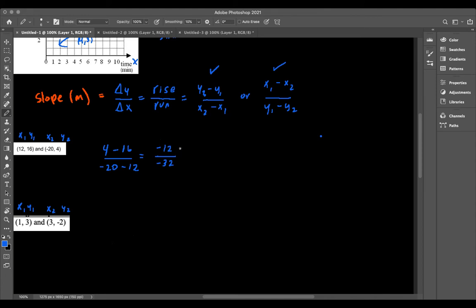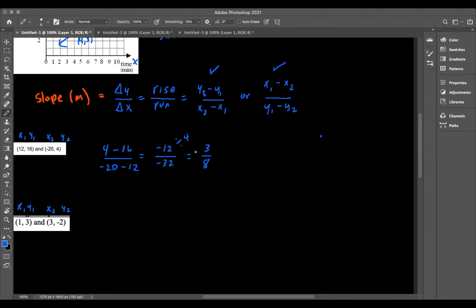Now, I probably wouldn't leave it as this fraction. I would reduce it. So the greatest common factor between 12 and 32 is 4. So I divide both of them by 4. That's going to give me 3 over 8. And it's going to be positive because we have two negative numbers here. If we divide them both together, that's going to give us a positive 3/8. So that would be the slope of this equation. It would be 3 over 8.